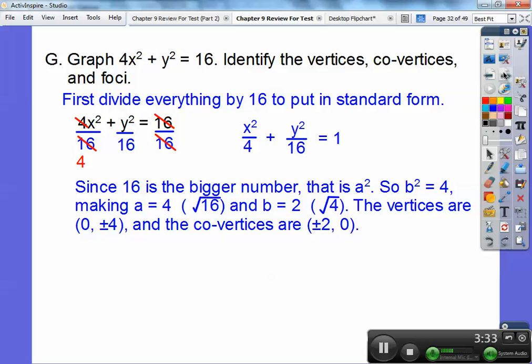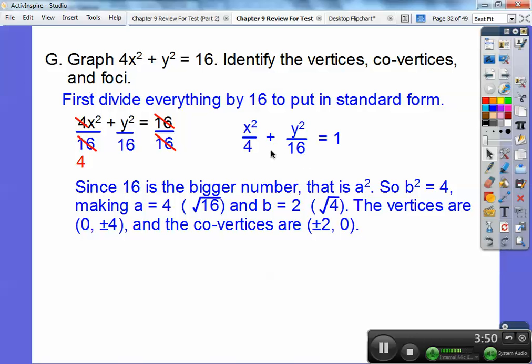All right, so the vertices are, since it's vertical, and I know it's vertical because the bigger number is underneath the y squared, the vertices are going to be vertical from each other. So (0, plus or minus 4). These are the vertical points right here. And the covertices will be (plus or minus 2, 0).